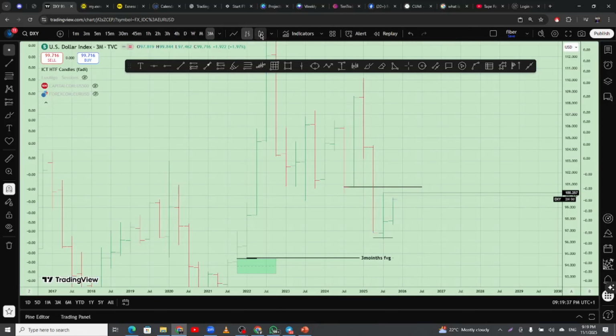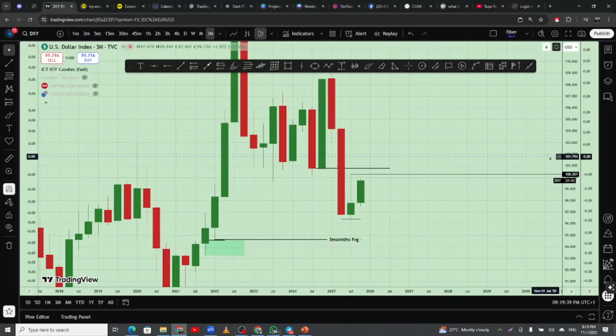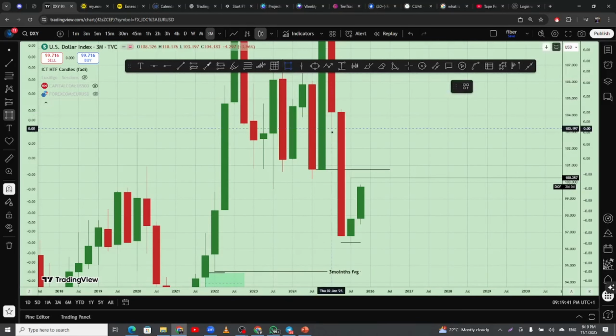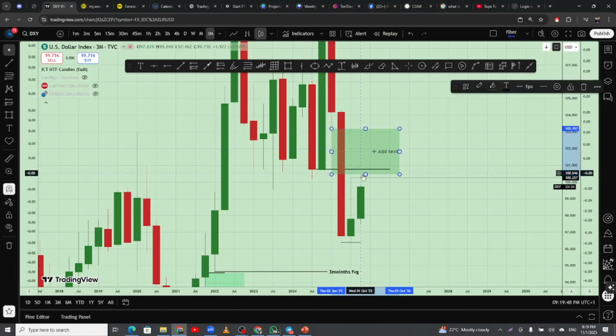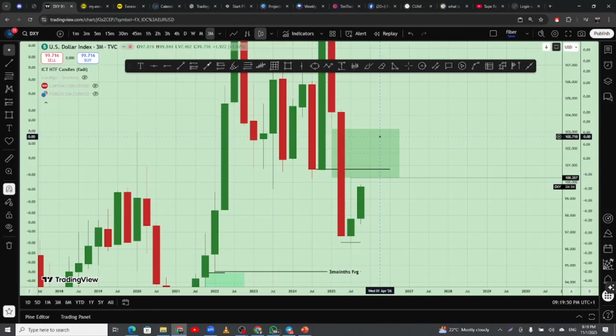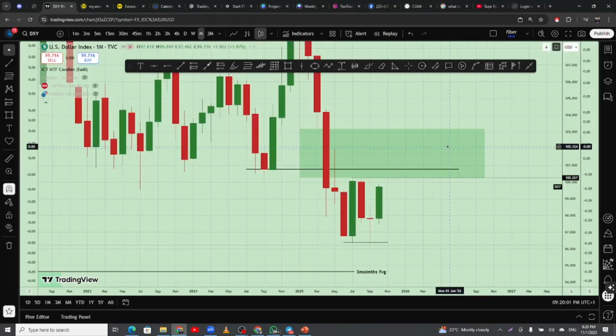Okay, so we'll still want to have price push up into the fair value gap here, which is that of the 3 months as well. Now the only reason I'm going to the 3 months is because of this draw on liquidity that we have, and I think we pointed this out way back like 3 months ago when this candle closed. Now let's go to the monthly, sorry.